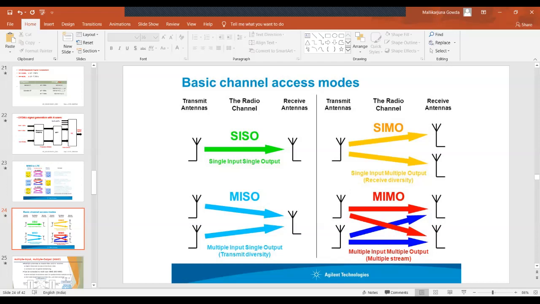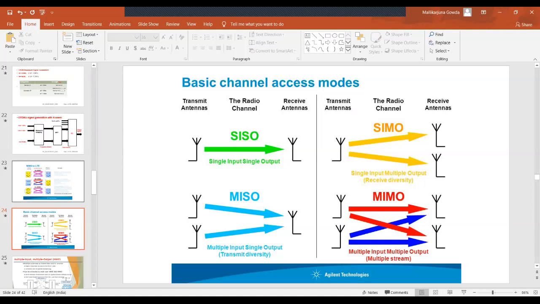Then single input, multiple output means only a single antenna at the transmitter side and multiple receive antennas at the receiver side. This is known as receive diversity. The last one is MIMO, multiple input, multiple output, where we use multiple antennas at the transmitter and multiple antennas at the receiver. In MIMO itself, as I said, there are three categories: single user MIMO, multi user MIMO, and cooperative MIMO.